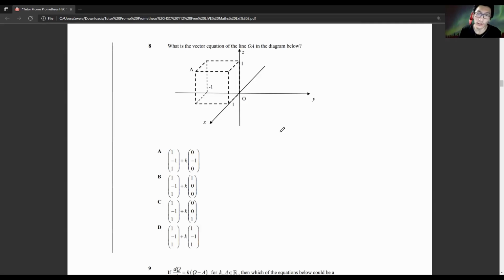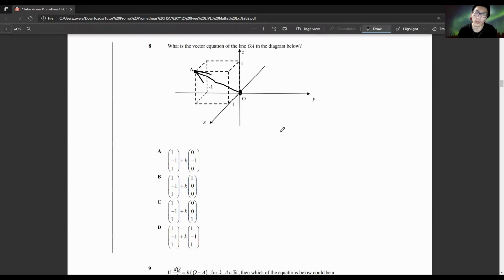So what is the vector equation of the line OA in the diagram below? I'm just going to draw a line between O and A. So this is what we're looking for. Point O, point A, right? So a vector, if we want a vector pointing in this direction, okay?